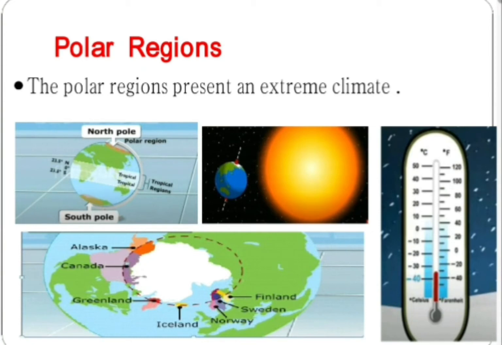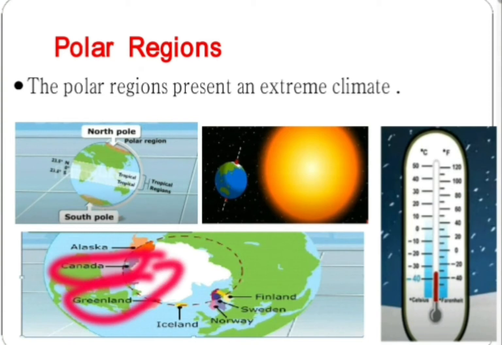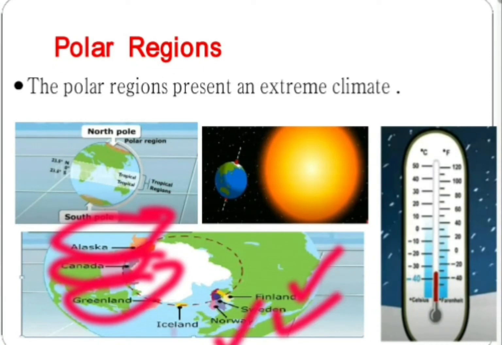Some well-known countries that belong to polar regions are Canada, Greenland, Alaska in USA, Finland, Sweden, Norway, Iceland.